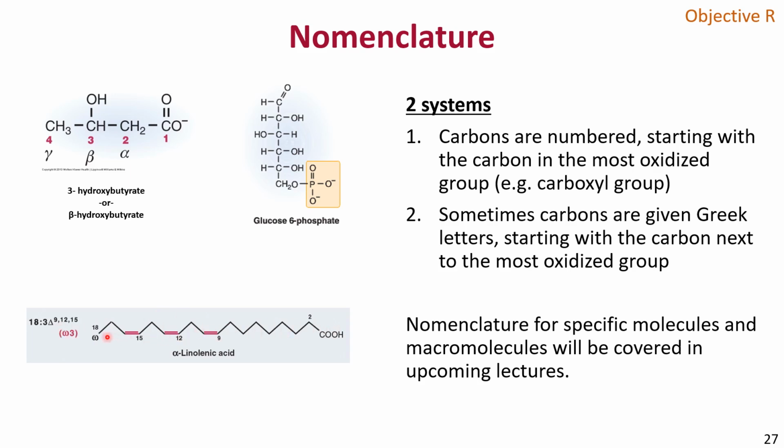So there are 18 carbons. That's what the 18 is telling you. There are 3 double bonds. That's what the 3 is telling you. And the double bonds are located at 9, 12, and 15. 9, 12, and 15 is the nomenclature. Again, we'll cover this in the fatty acid lecture and later lectures after that as well. And of course, the trivial name is linolenic acid, apart from its IUPAC name or whatever.